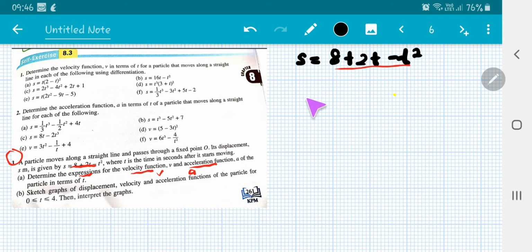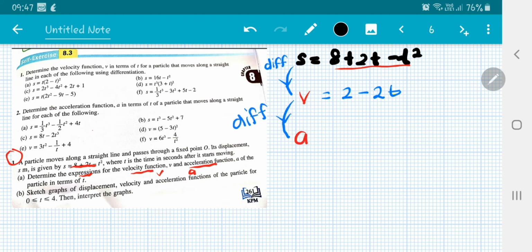So you need to find the velocity function and the acceleration function. We have learned that if you have s, you can find the velocity function using differentiation. After you differentiate this, you will get 2 - 2t. And then from the velocity function, you can find the acceleration function. The same, you must use differentiation. So you will get negative 2 then. Okay, B.